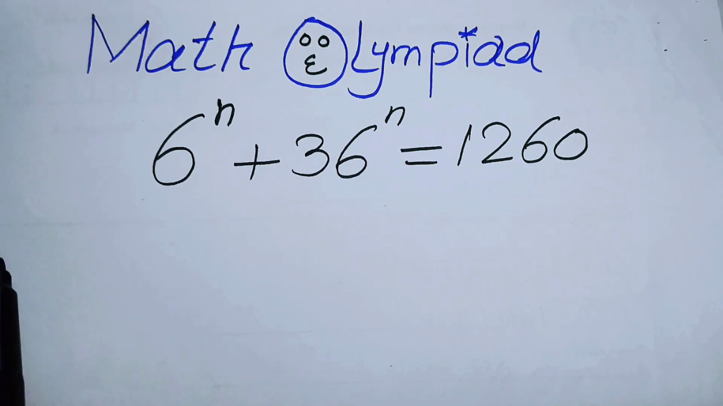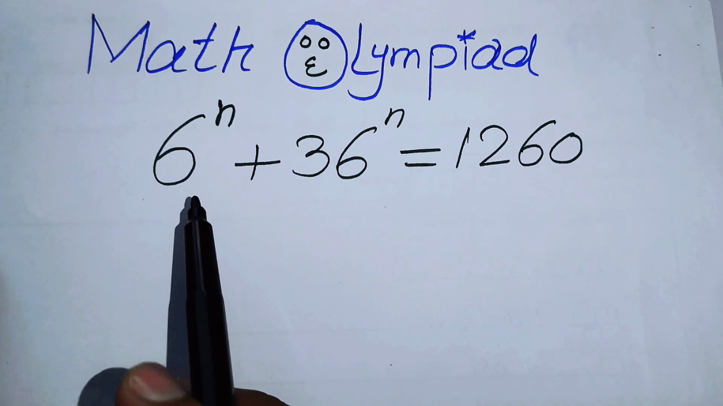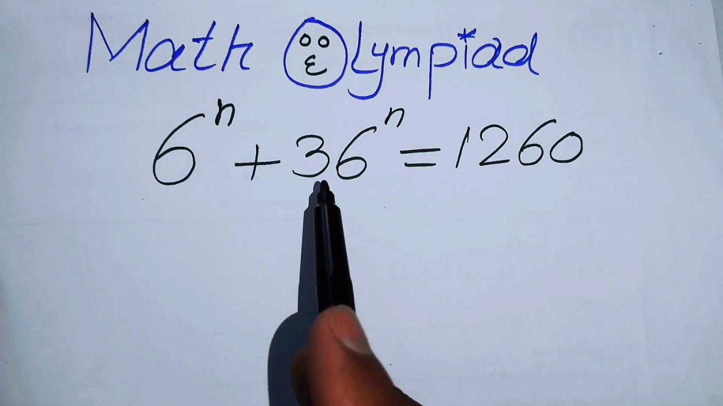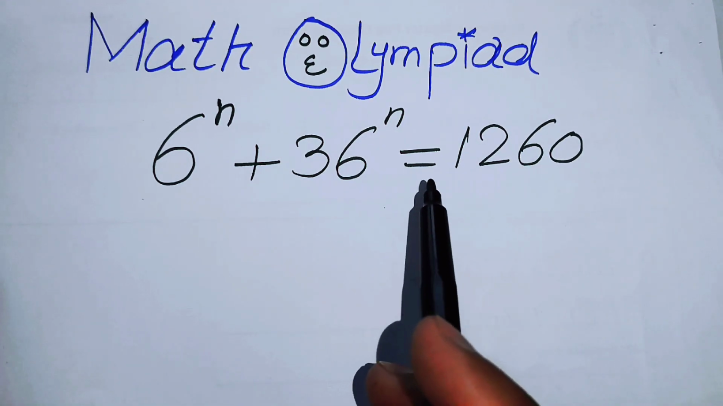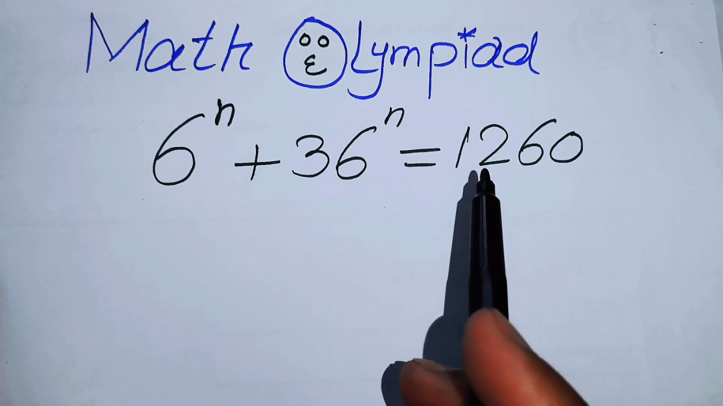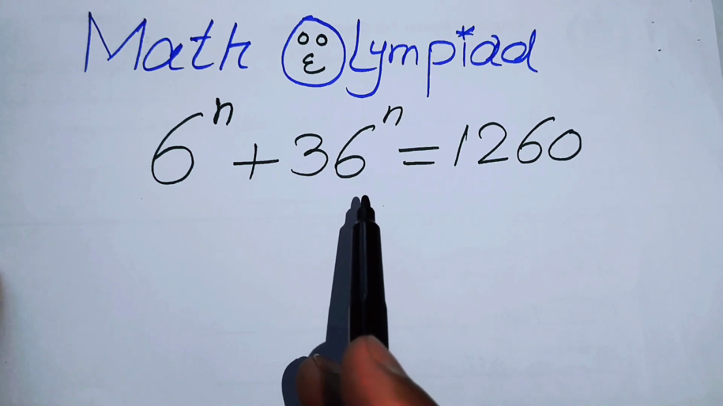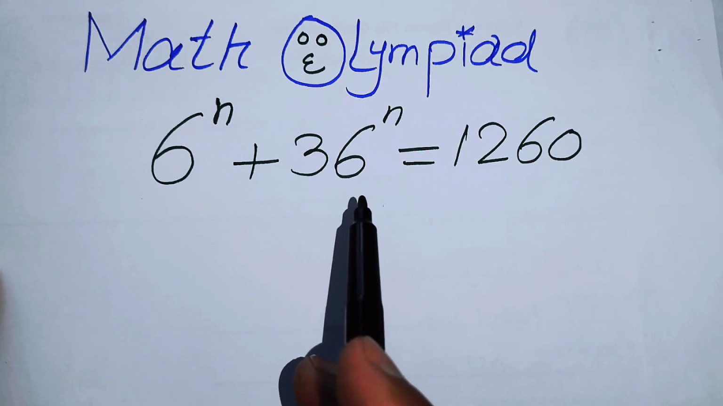In this video we are going to solve this nice algebra problem, and here we have 6 to the power of n plus 36 to the power of n is equal to 1260, and we will solve this problem for the values of n.